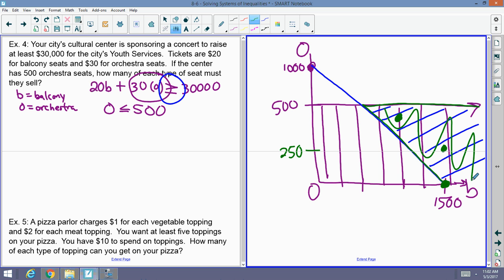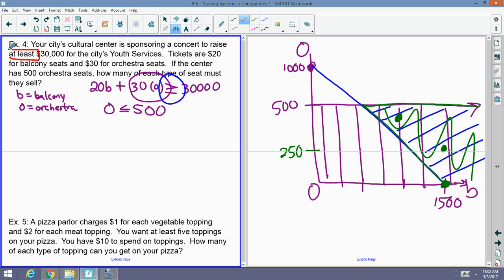This is greater than because it says at least. And at least means greater than or equal to. At most means less than or equal to.